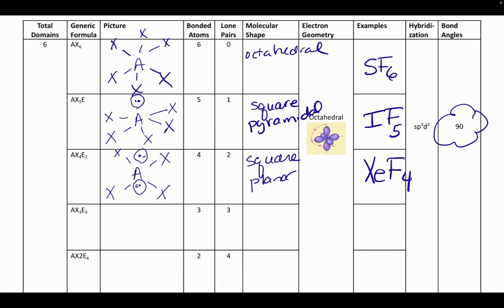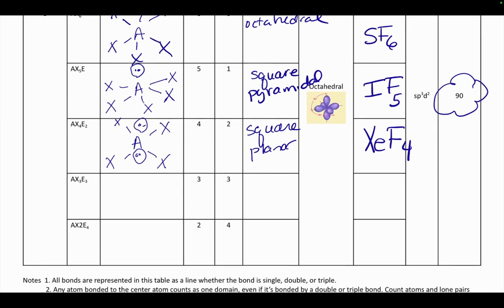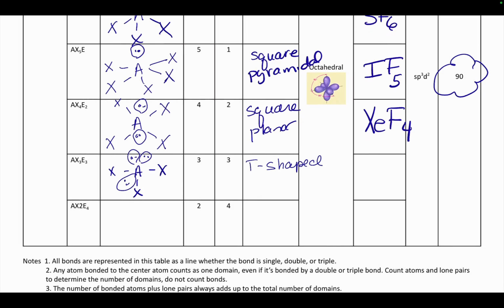So just a couple more. It's also possible to have AX3 with 3 bonds and 3 lone pairs of electrons. This is called T-shaped. I don't have an example right now. Sorry about that. And then the last one is AX2, so 2 bonds and 4 lone pairs. And this is linear. Again, I don't have an example for those last 2.